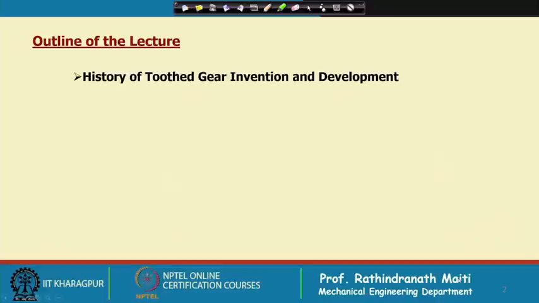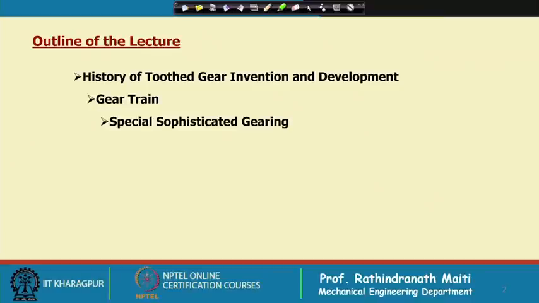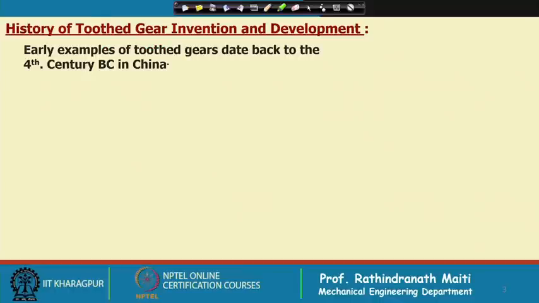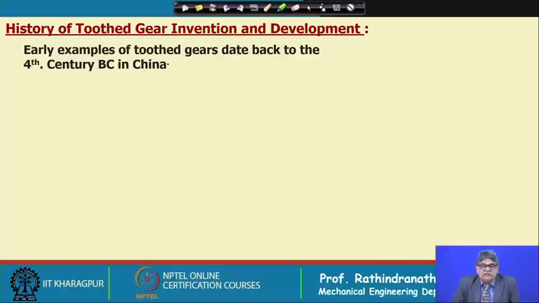In this lecture, I shall give a brief history of tooth gear invention and development, and next something about the gear train, then special sophisticated gearing, some important information. Now, coming to the history of tooth gear invention and development.